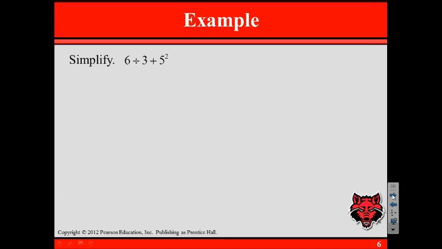So let's try to simplify this expression. We have 6 divided by 3 plus 5 squared. Going through our order of operations, which I will write as PEMDAS, you may have seen that before. That is our order of operations abbreviated. Parentheses, exponents, multiplication, division, addition, subtraction. Starting with P, we have no parentheses or any other grouping symbols, so we can skip the P in this process. E represents exponential expressions.